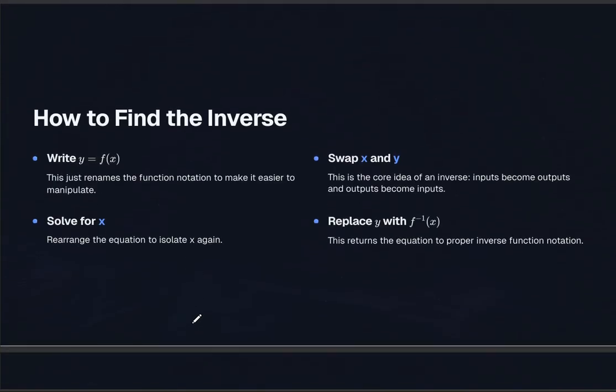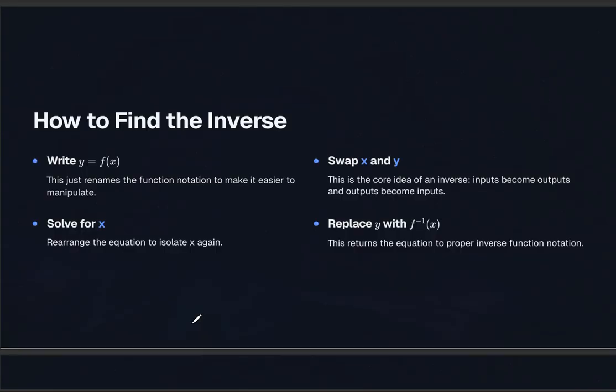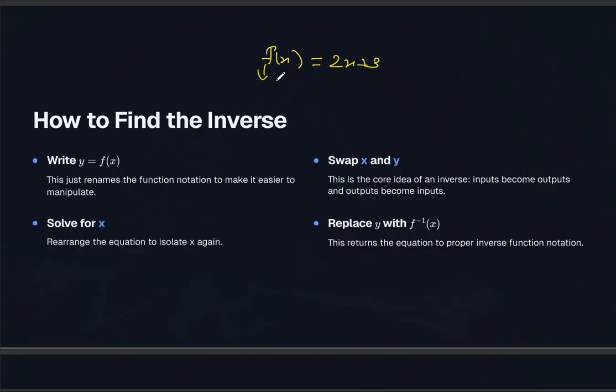Now here are the steps we follow to find the inverse of a function. The first step is to write the equation in the form y = f(x). This just renames the function notation to make it easier to manipulate. If we are given the equation f(x) = 2x + 3, the first step is to replace f(x) with y and write this equation as y = 2x + 3.